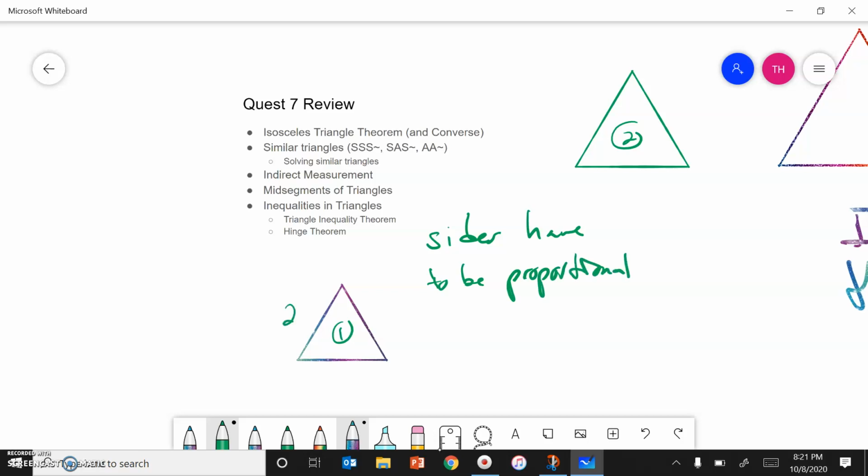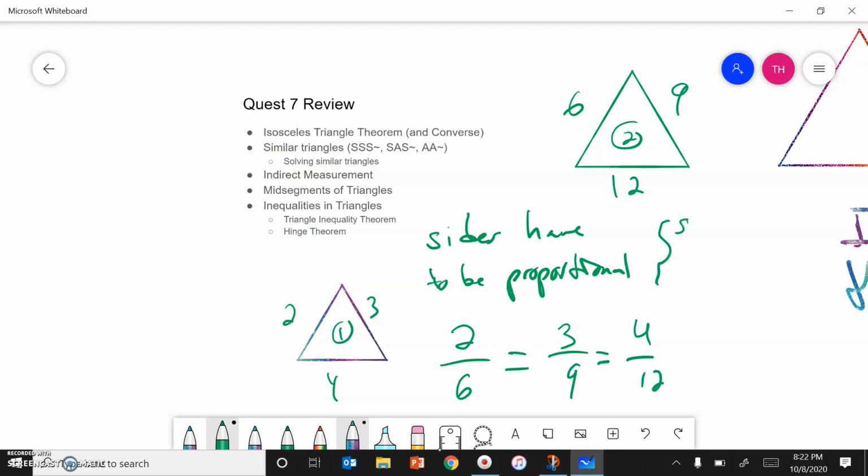So if this side, let's make it 2, 3, and 4, then the corresponding sides would have to match in some way. So that 2 over 6 should be the same thing as 3 over 9 and 4 over 12. They all give me a scale factor of 3. Since they all give me the scale factor of 3, then they are similar by side-side-side similarity.